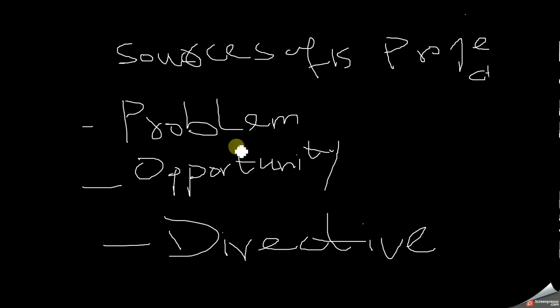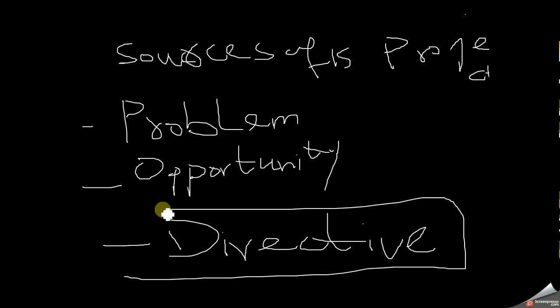Okay? I'll not discuss these two. For us, the important thing is directive, right? So, directive is when any authority, internal or external, gives a directive to have a new system. They kind of force a new system. They ask the company to have a new system. Okay? For example, let's say the banks.